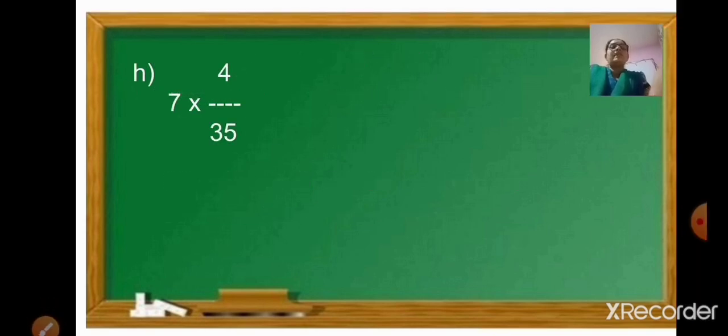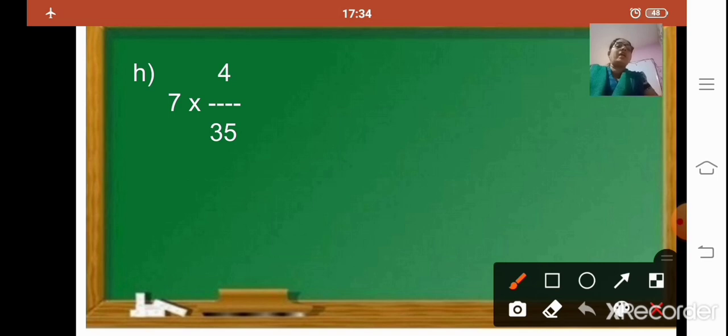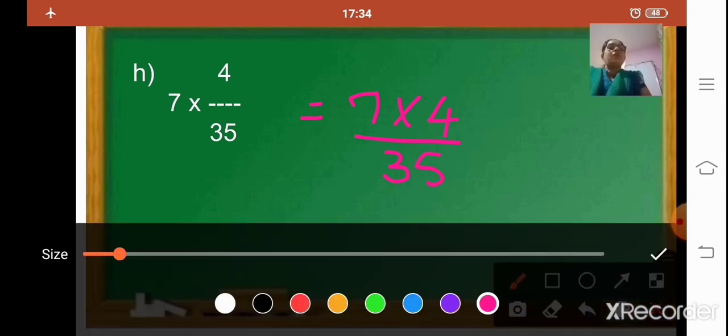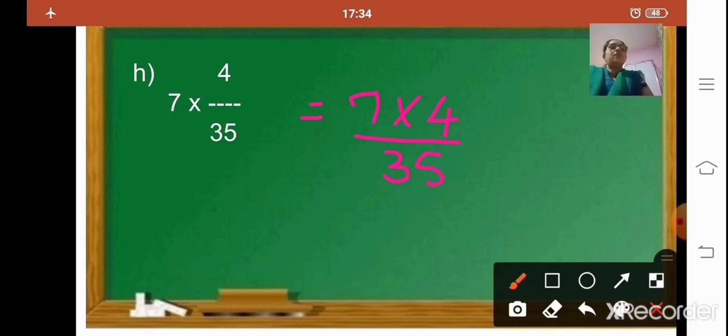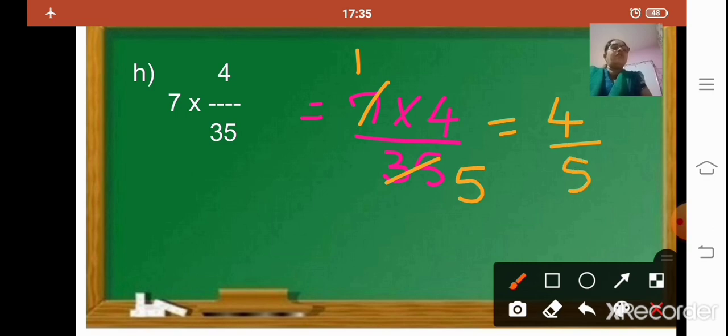Here 7 is a whole number which has to be multiplied by the fraction, that is 4 upon 35. So you can directly multiply this whole number with the numerator, 7 multiplied by 4 upon 35. Now 35 and 7. 35 is easily divisible by 7. 7 ones are 7, 7 5s are 35. So your final answer is 4 upon 5.